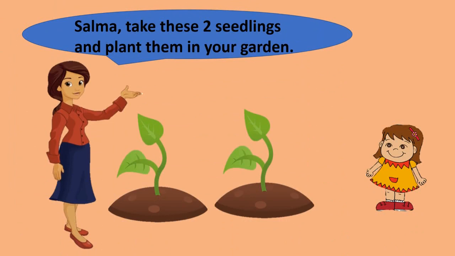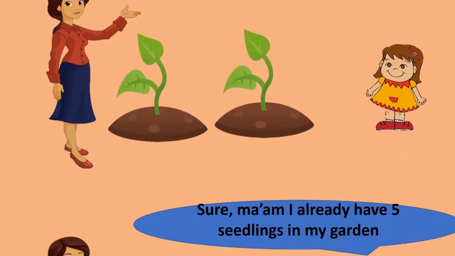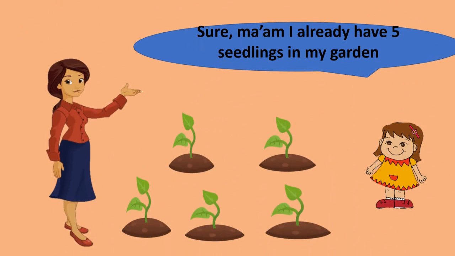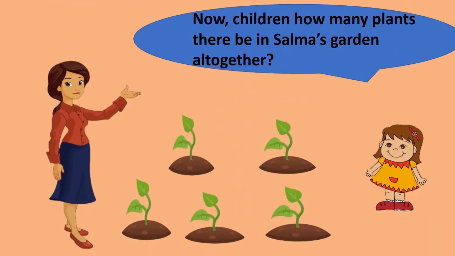Now student, look at this picture. See what the teacher is telling Salma. Salma, take these two seedlings and plant them in your garden. Sure ma'am, I already have 5 seedlings in my garden. Now children, how many plants are there in Salma's garden altogether?